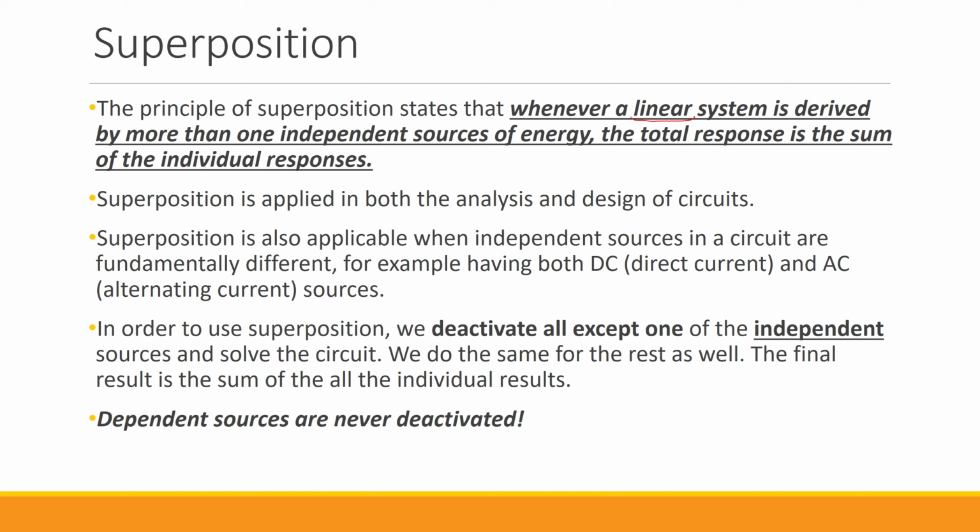In order to use superposition, we basically deactivate all except one of the independent sources and then solve the circuit. And then we do the same for the rest of the independent sources as well. So at any given time, only one of the sources is activated while the rest are deactivated. The final result is the sum of all of the individual results. As for circuits with dependent sources, you don't deactivate them. This only applies to independent sources.